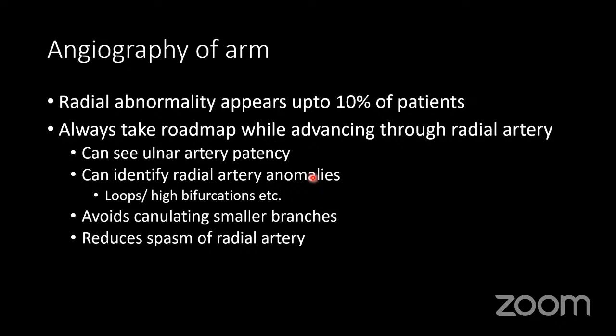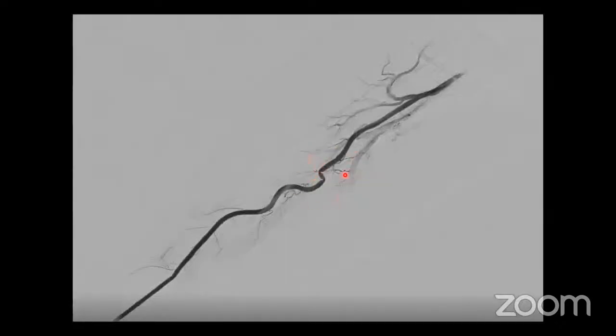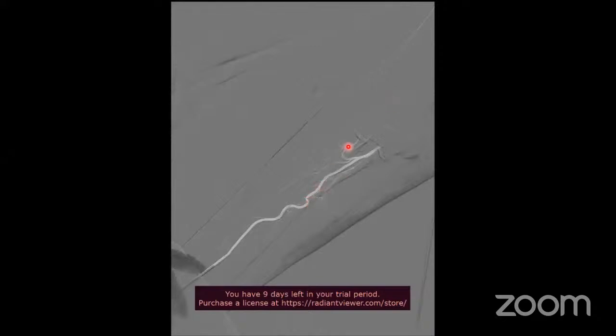and we can see radial abnormality up to 10%. Always take a road map while negotiating through the radial artery, which will help us to see the ulnar patency, identify radial artery anomalies, loops, high bifurcation, etc., avoid cannulating smaller branches, and reduce spasm of the radial artery. So this sort of abnormality can be seen, but carefully negotiating the wire through the artery will eventually straighten up the vessel. We take a smaller wire for the radial artery, so that the artery gets straightened up, and we can introduce the catheter over the wire.